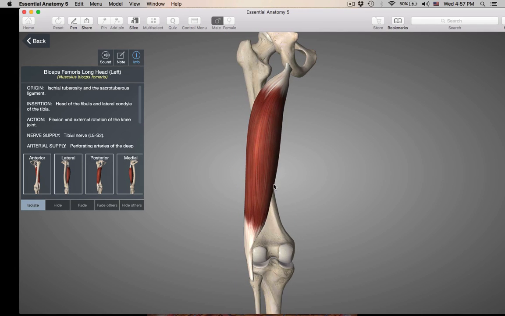Now there's another part of the biceps femoris, the other head. It's the short head. But let's just concentrate on this one because this is the big one. This is the one that you're going to be concentrating on. So biceps femoris. How are you going to remember this one?